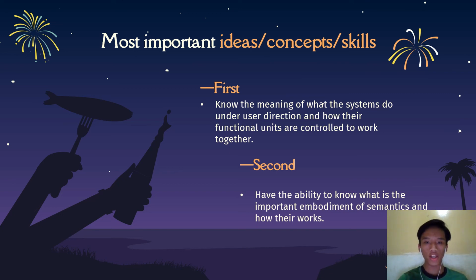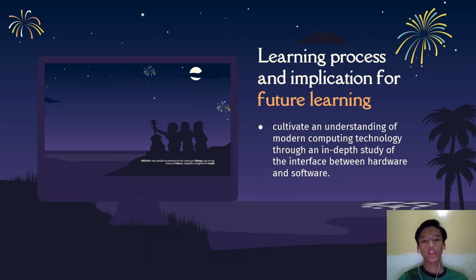High-performance computer architecture extends this structure to a hierarchy of functional elements, where the small and limited in capability elements may themselves be entire processor cores. Modern computer technology requires an understanding of both hardware and software, since the interaction between the two offers a framework for mastering the fundamentals of computing. The purpose of this course is to cultivate an understanding of modern computing technology through an in-depth study of the interface between hardware and software.